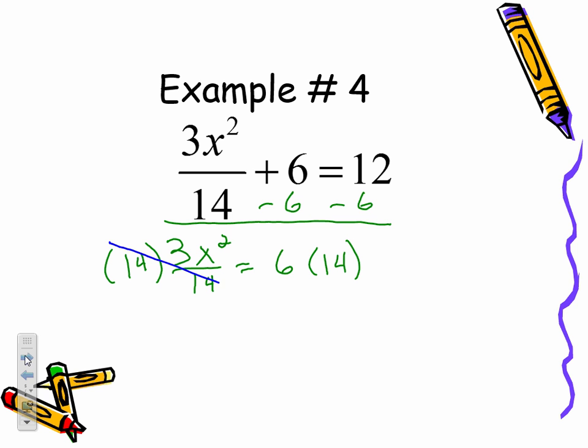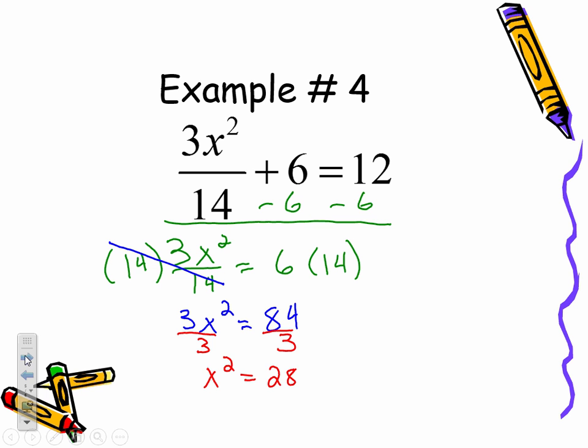These are going to cancel. I'm going to be left with 3x squared equals 6 times 14 is 84. We're going to come back through. We're going to divide both sides by 3. And x squared is going to equal 28.